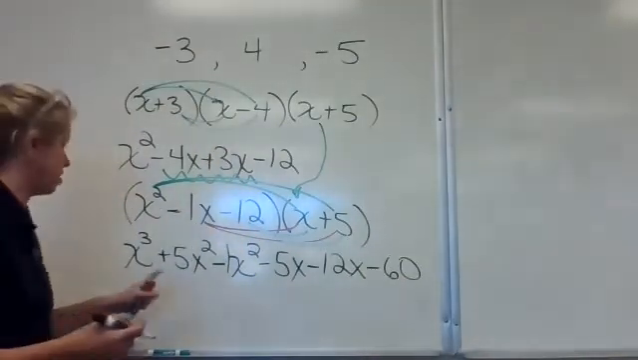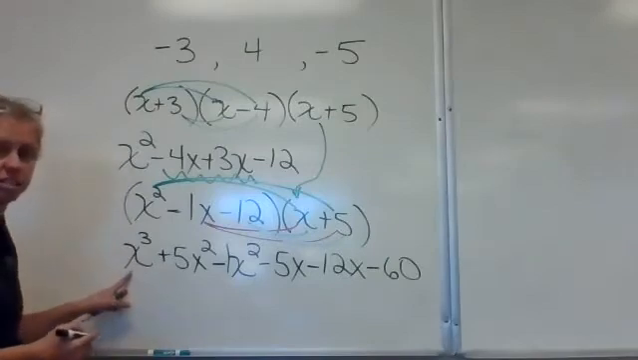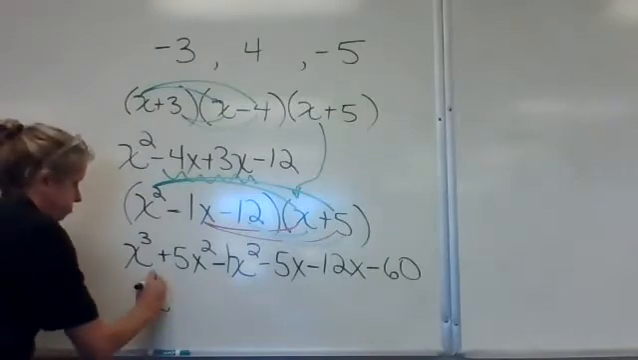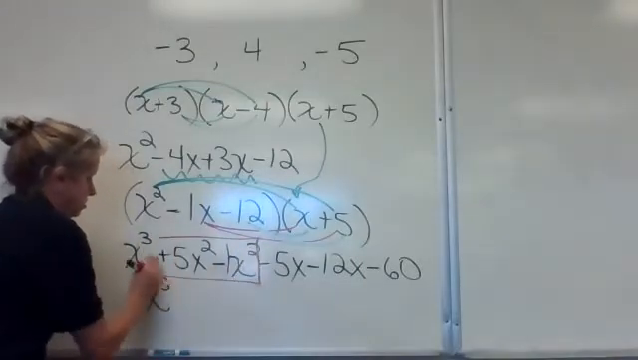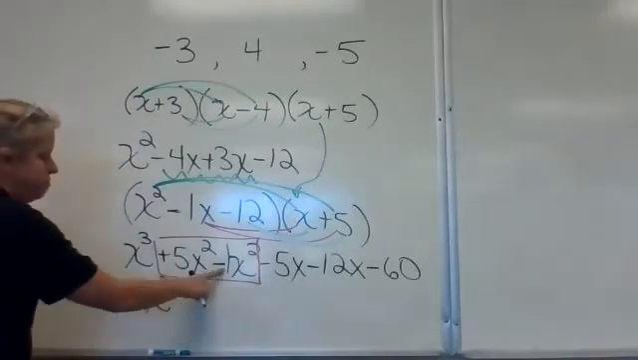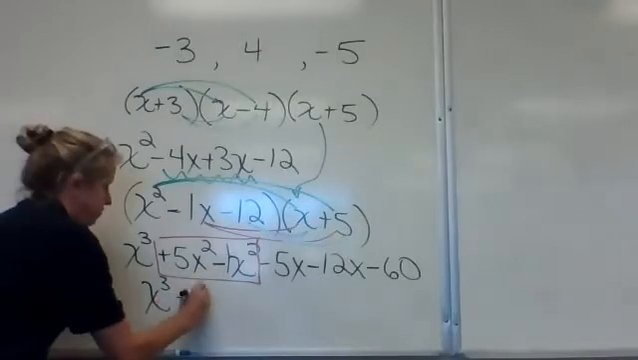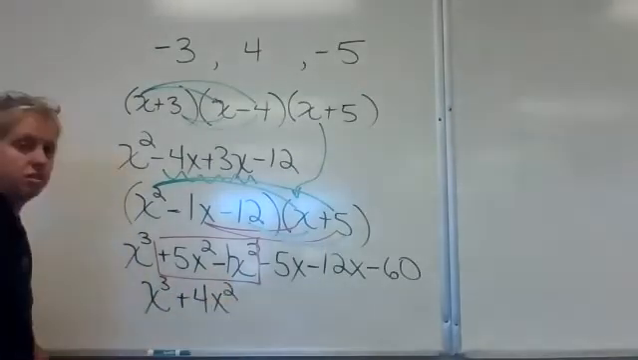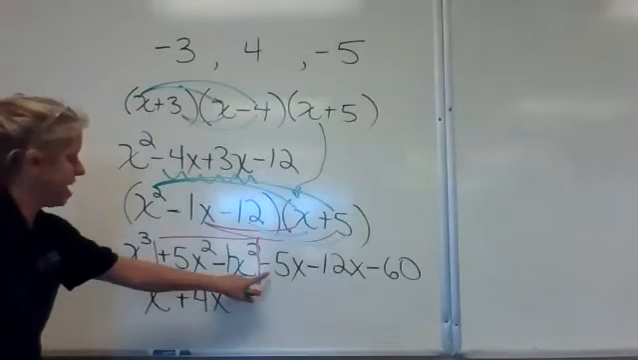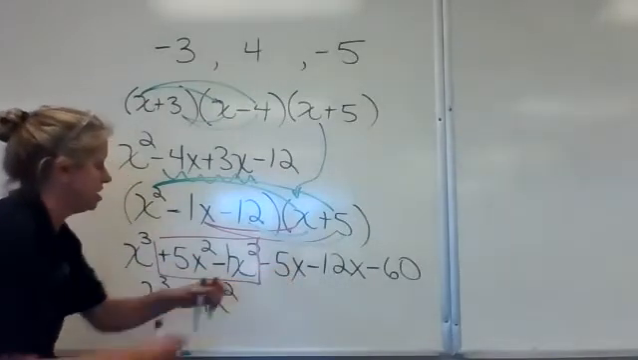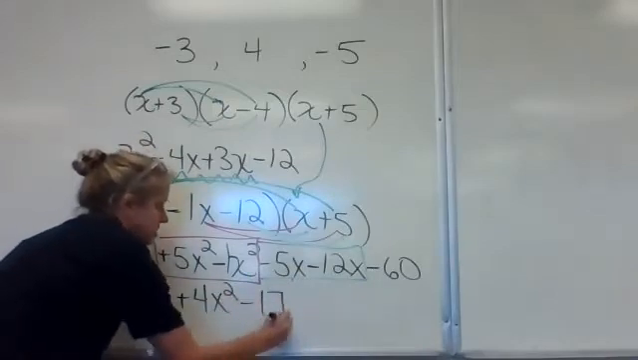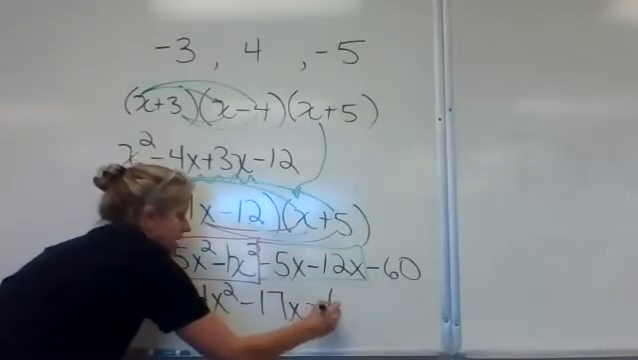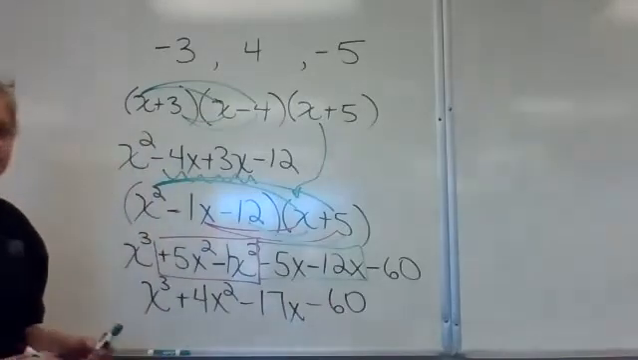Put together your like terms. So let's see, no other x to the thirds. But I can put my x squareds together. I've got 5 minus 1, so that altogether I have 4x squareds. Put my x's together. I've got -5x and -12x. I can put those together, which gives me -17x. And then bring down that -60.